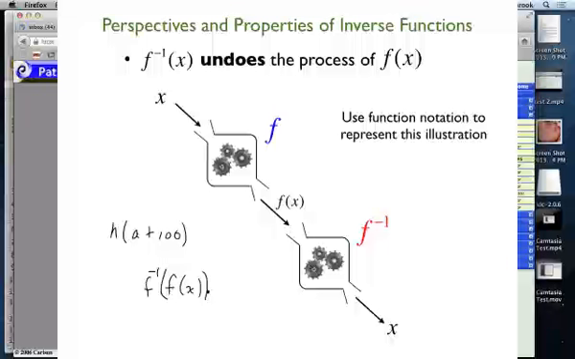F takes time and gives radius. First, we put X into F, and we got its output. Then G takes that radius and we put it in F inverse. So this is a visual of composition as a two-step result. That's really important that you understand that.